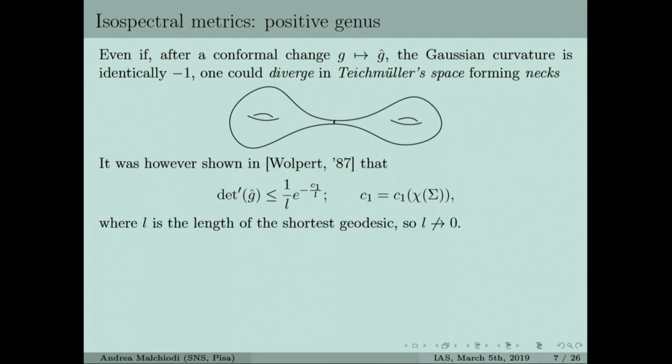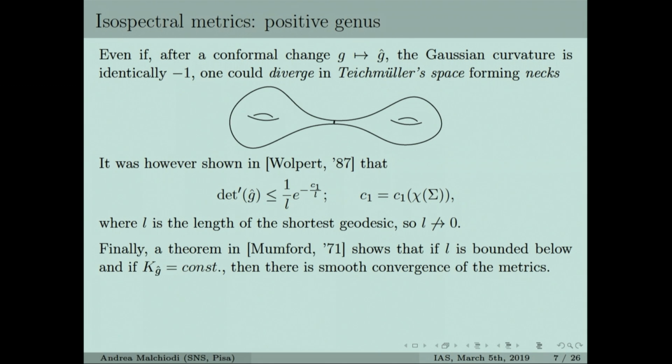But somehow, if you have a formation of a neck, after rescaling, it's like having a long cylinder. And if you have a long chunk of a cylinder, you can stick in lots of slowly oscillating modes. So you get many small eigenvalues for the Laplacian. And this allowed Wolpert to show an upper bound on the determinant depending on the length L of this neck. So if L goes to 0, then the determinant should also go to 0. But that's impossible if you consider a class of isospectral metrics. So the spectrum gives you actually a lower bound on the neck size.